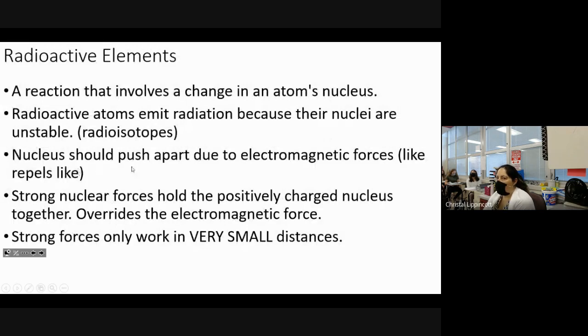The nucleus should push apart, but we have these strong forces that are going to override that. But they only work over stupidly small distances. So remember how tiny we talked about the atom being last week? We said that the nucleus was like a marble in the middle of a football stadium. Think about the size of an atom, and now think about the size of the nucleus compared to the atom. That's stupid tiny, and that's where these strong forces are working. So it's almost inconceivable how tiny that distance is.